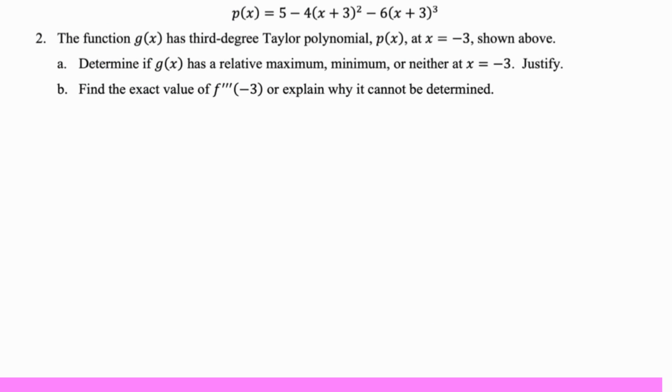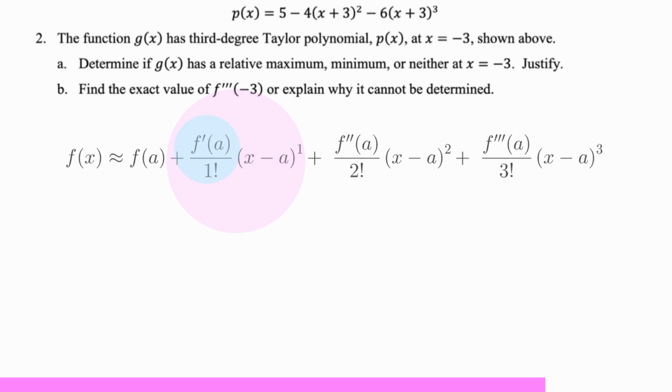So the function g of x has a third degree Taylor polynomial, which is called p of x at x equals -3, which is shown above. All right. Determine if g of x has a relative maximum, minimum, or neither at x equals -3, and justify. All right, so look at p of x. You can see that there is no x plus 3 to the first term, right?